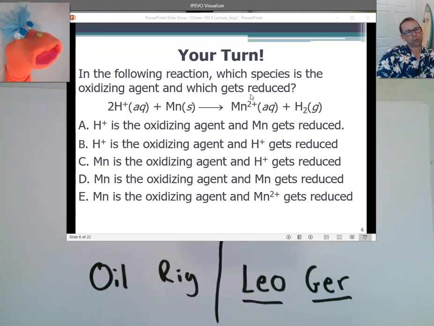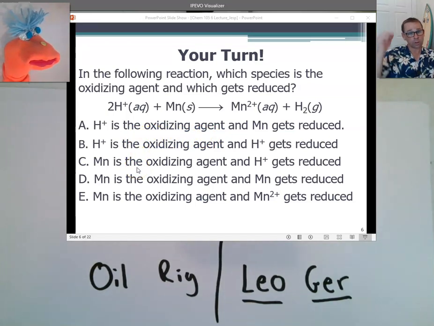Well, I'm kind of confused because it says oxidizing agent and which gets reduced. Wouldn't that be the same thing? Because if it was the oxidizing agent, it would be reduced itself, right? That is right. Good. So that narrows it down to B or D. No, B or E. Manganese is the, no, sorry, B or D. E is manganese and manganese ion.